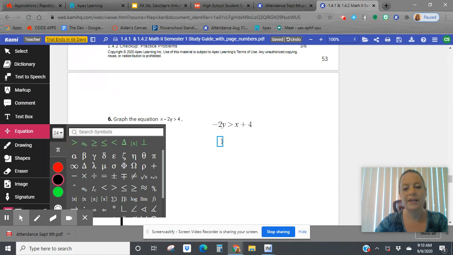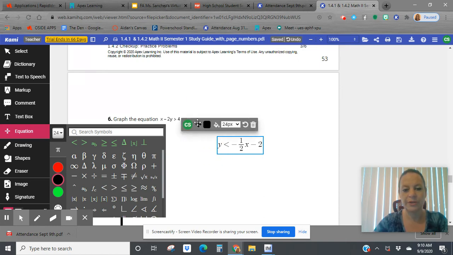So when I divide a greater than symbol by a negative, I'm not only going to get the -2 to the other side, but it's going to flip to a less than. Do you guys remember that? So -1/2 x plus 4. Sorry, it's divided by -2, so -2.